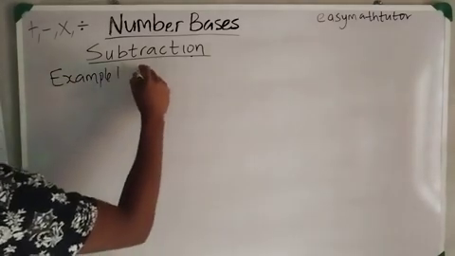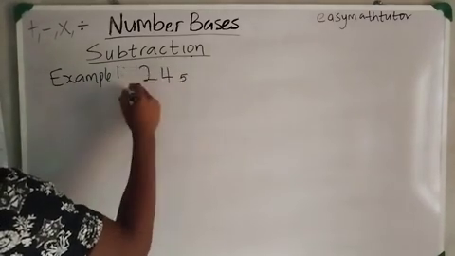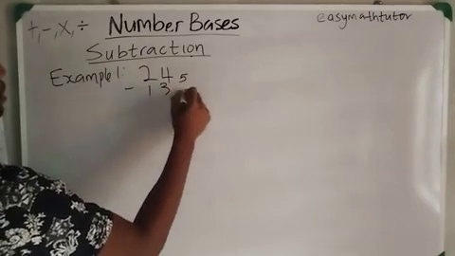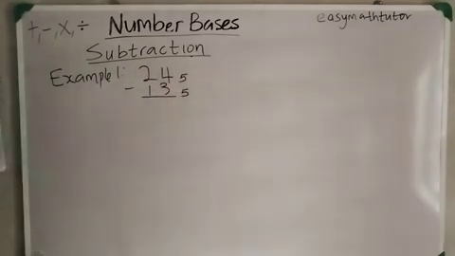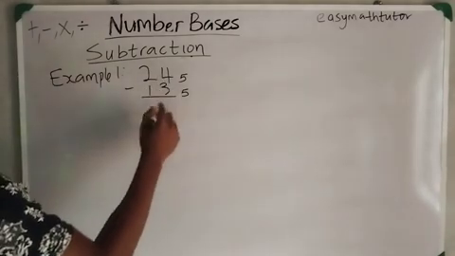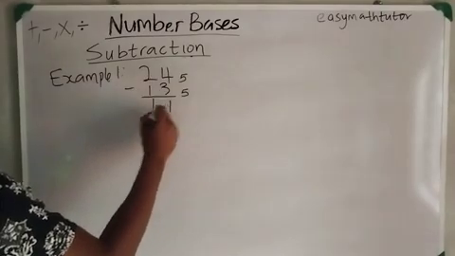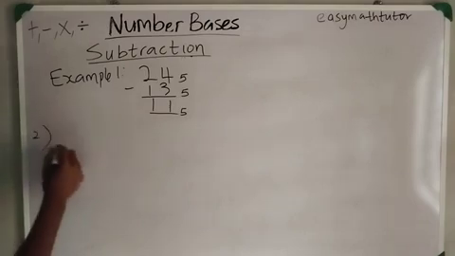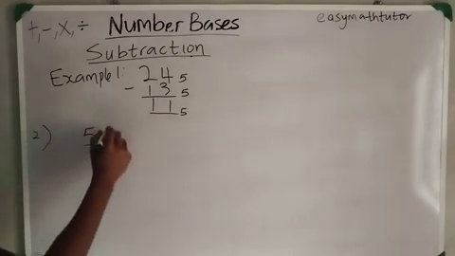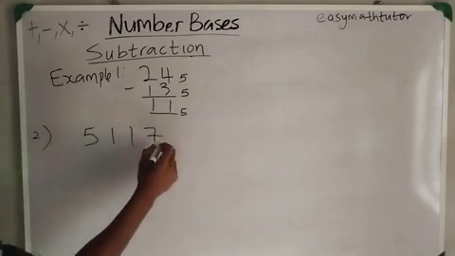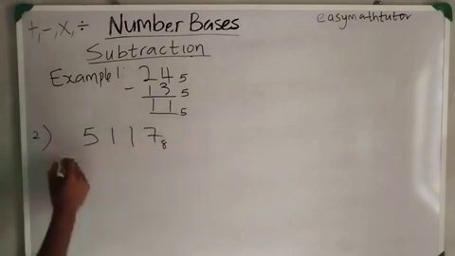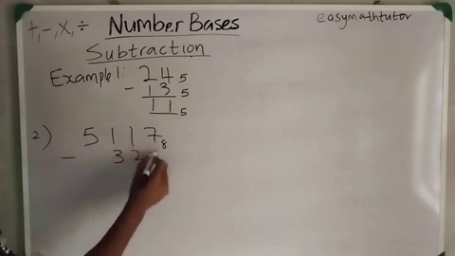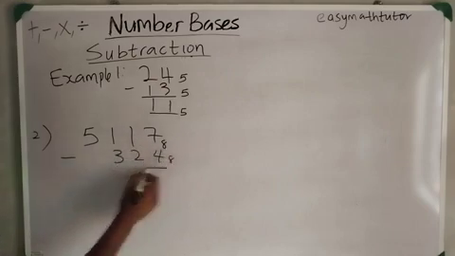Now, 24 in base 5 minus 13 in base 5. What's the answer? This is our regular subtraction, nothing special. So 4 minus 3 is 1, and 2 minus 1 is 1. So the answer is 11 in base 5. What about another example? 5117 in base 8 minus 324 also in base 8.